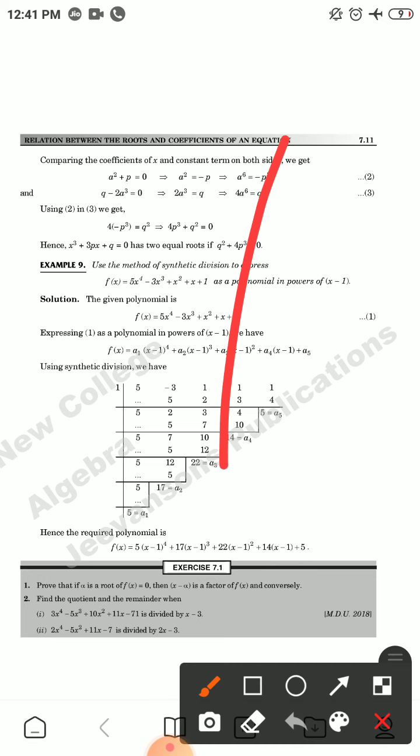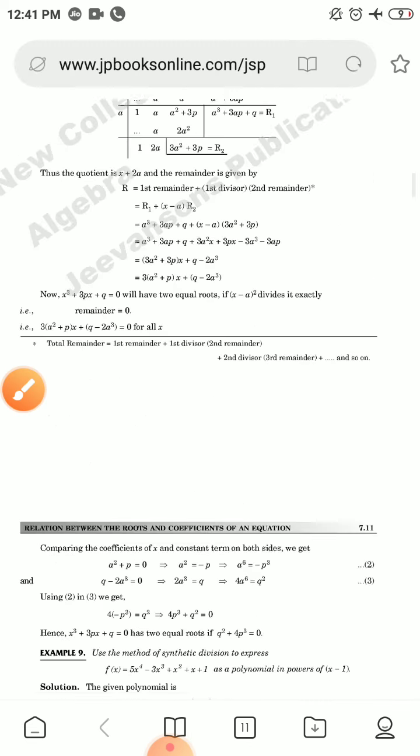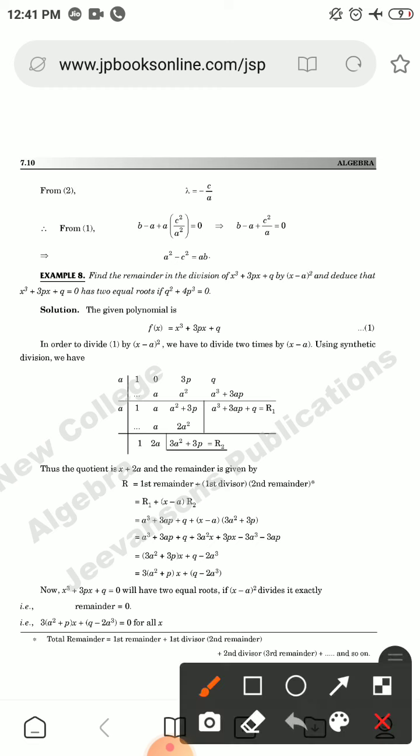Now taking example number 8, find the remainder in the division of x cube plus 3px plus q by x minus alpha square and deduce that x cube plus 3px plus q equal to 0 has two equal roots if q square plus 4p cube equal to 0. The given polynomial is fx is equal to x cube plus 3px plus q.